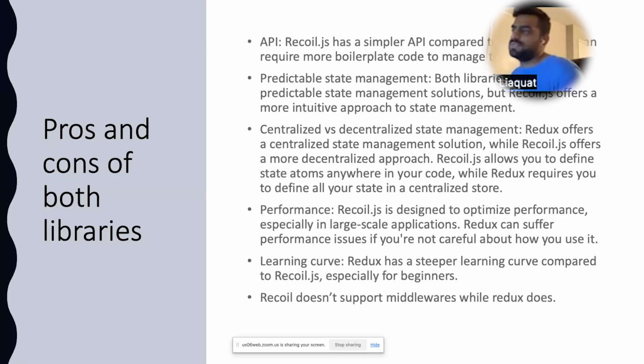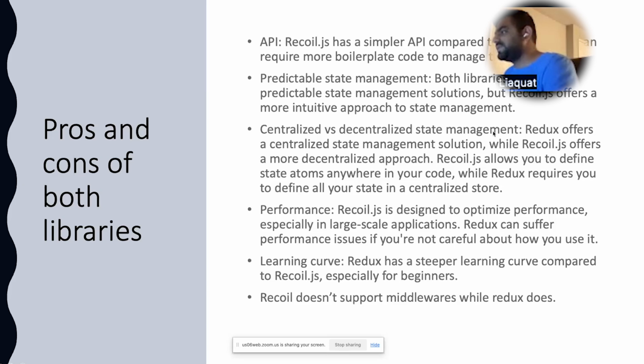So let's look at the pros and cons of these libraries. As we went through the code, we have seen that Recoil is much easier to use and there is less boilerplate. So as compared to Redux, Recoil is good if we want less boilerplate. Predictable state management: both libraries offer a predictable state management solution, but Recoil offers a more intuitive approach to state management.